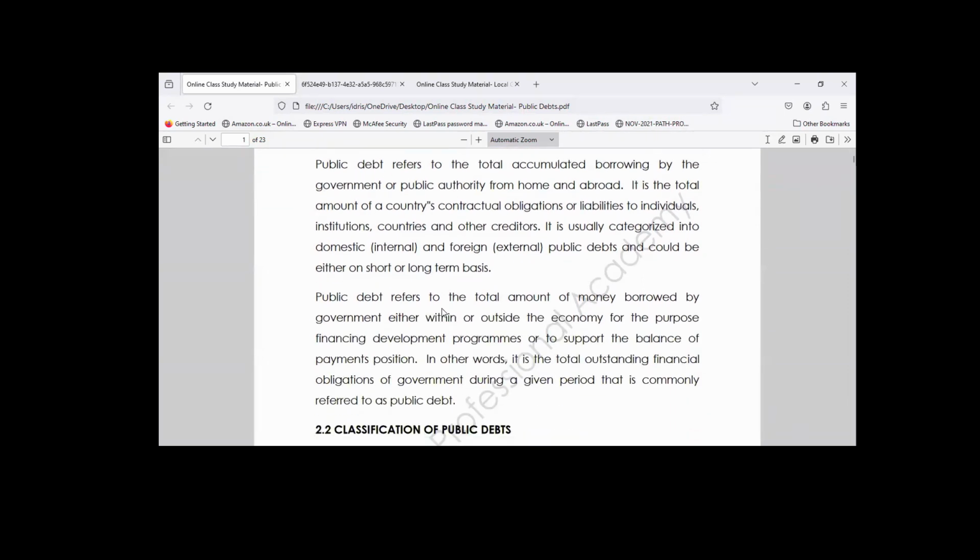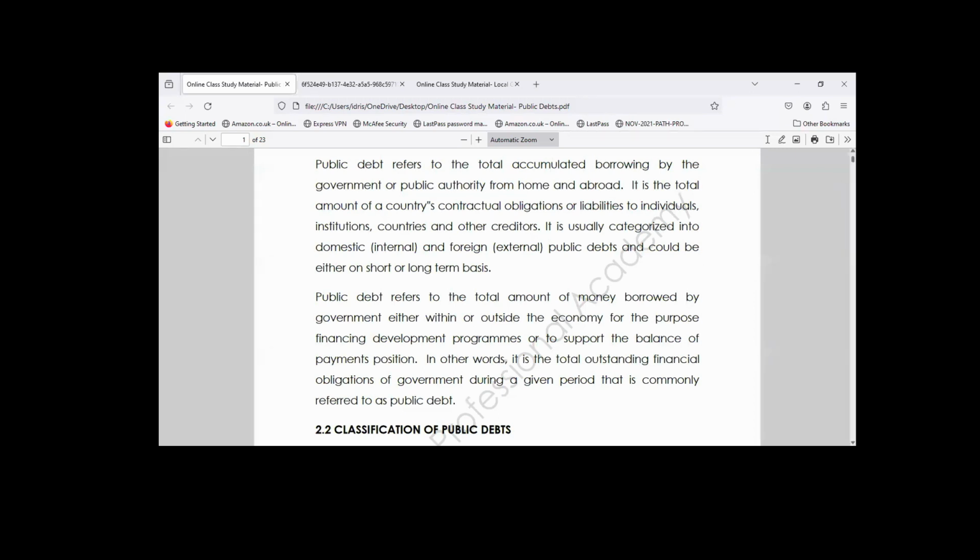In my definition, I also refer to public debt as the total amount borrowed by government, either within or outside the economy, for the purpose of financing development programs and to support balance of payment positions.